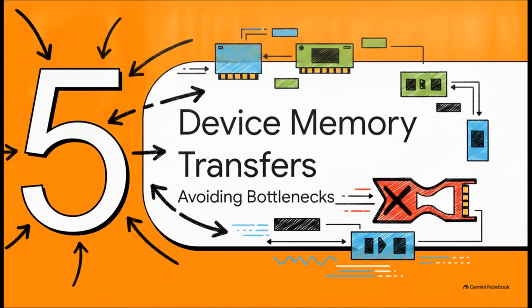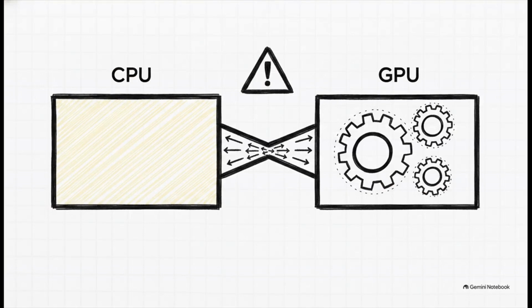And finally, Part 5. Mastering device memory transfers, avoiding the bottleneck. Here is where things can go really wrong. Whenever your code forces the hardware to implicitly copy data back and forth between the CPU and the GPU, you create a massive bottleneck that absolutely kills your performance.